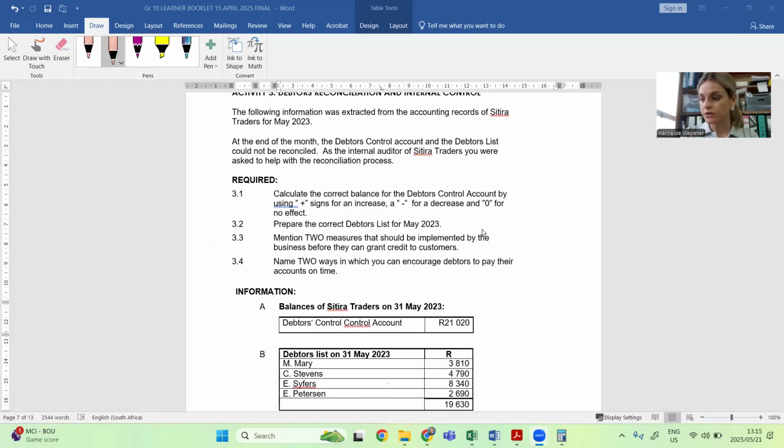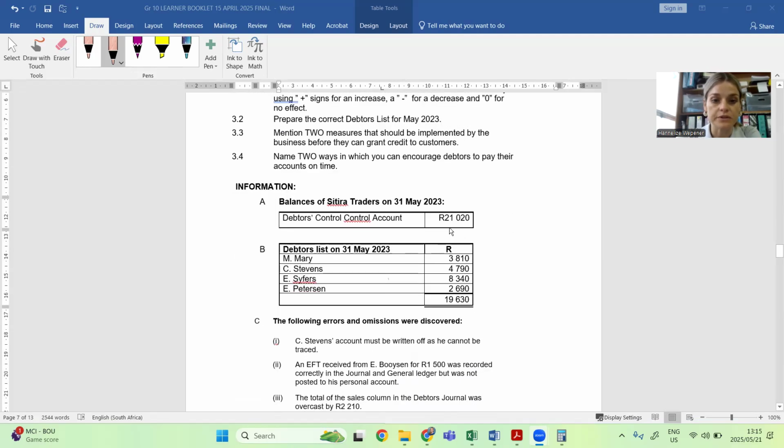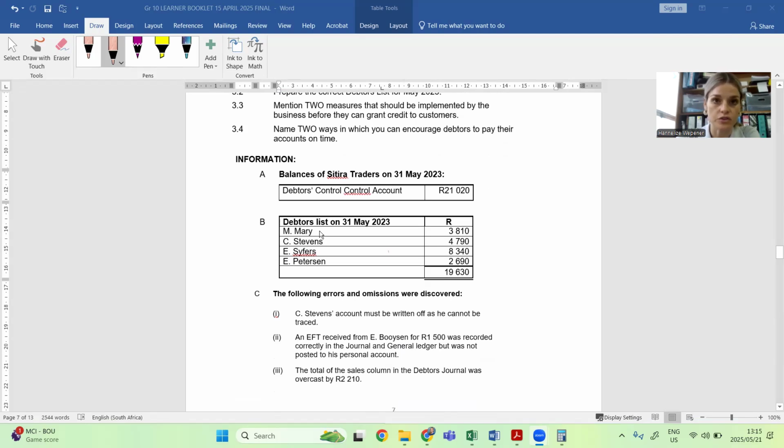Okay, so now we are going to look at the actual debtors reconciliation. They have provided us with the balances of certain things within our financial records. We have now recorded all of our subsidiary journals using our source documents, and we have then added all of the totals and posted those totals of the journals to our debtors control account to get to a balance of 21,020 Rand at month end, 31 May.